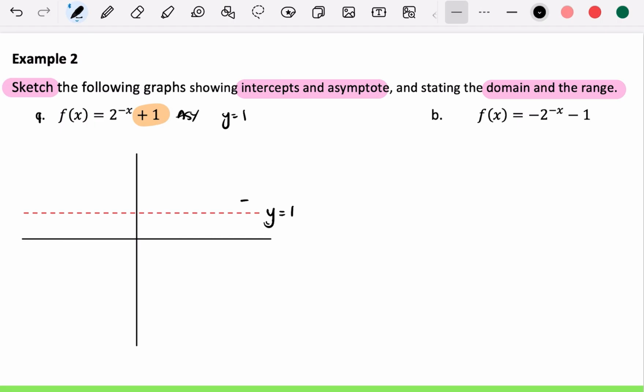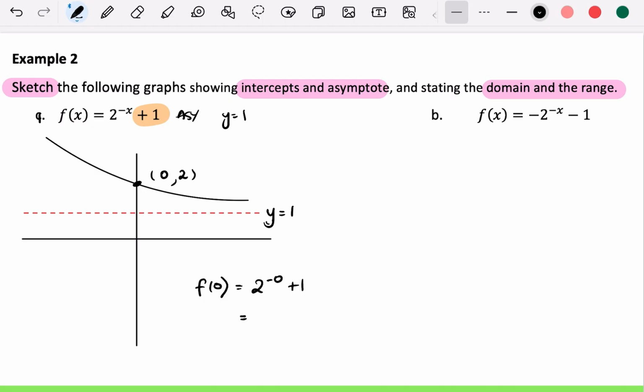And we've also got the reflection in the y-axis. So it should look like this. Now, in terms of our intercept, before it was at 0, 1, and then all that's happened is we've moved up. So that should be at 0, 2. But to confirm, we can also just make x equal to 0, just to make sure.